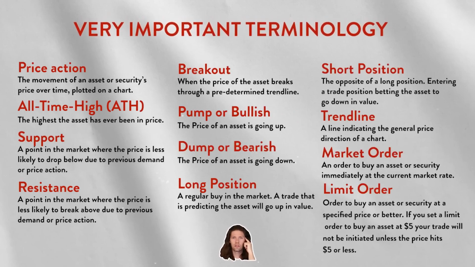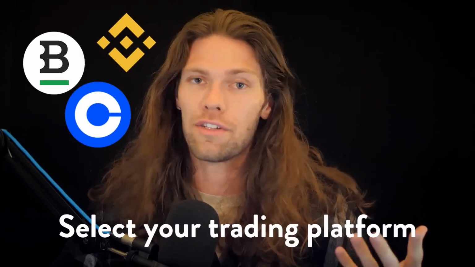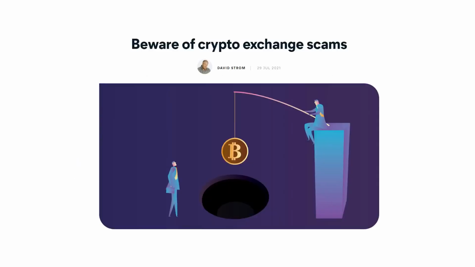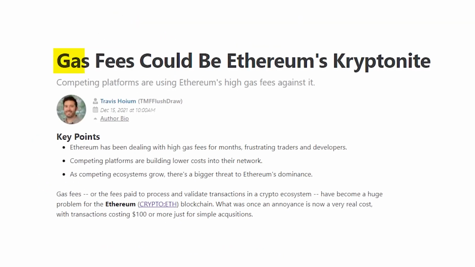Now let's go ahead and get you set up. The first thing you need to do is select your trading platform. It's important to take your time on this because there's a lot of scam exchanges and exchanges that simply charge way too much in fees.